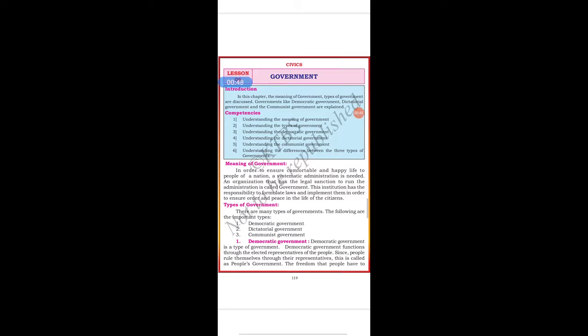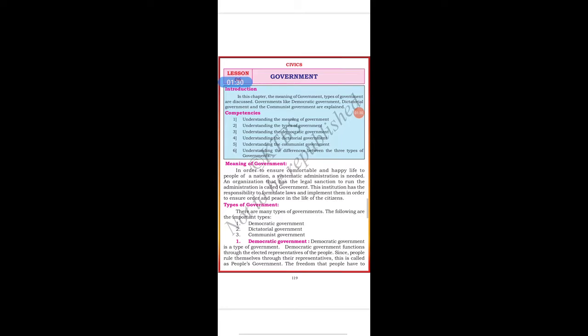So students, now let us start with this chapter, the meaning of government. In order to ensure a comfortable and happy life for the people of a nation, a systematic administration is needed, isn't it? For example, if we have an organization or a business, what will we have to do to run it in a proper way? We have to have some rules and regulations so that the organization will run properly. Like that, if we have a school, it is compulsory to have rules and regulations. Otherwise, we will have a mess.